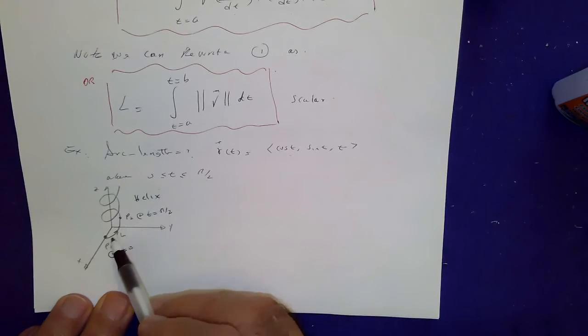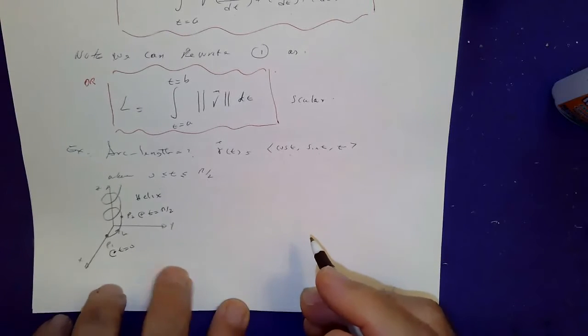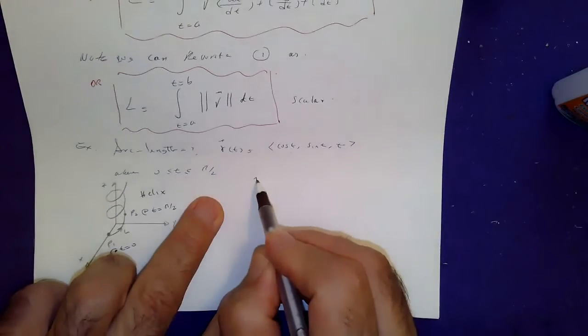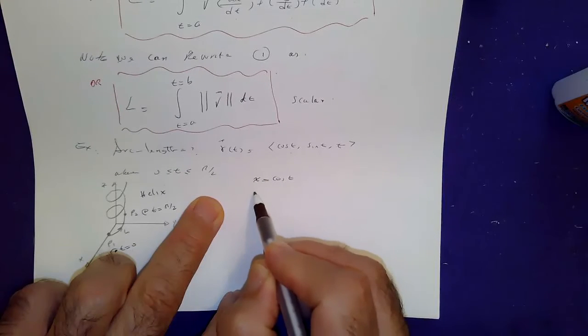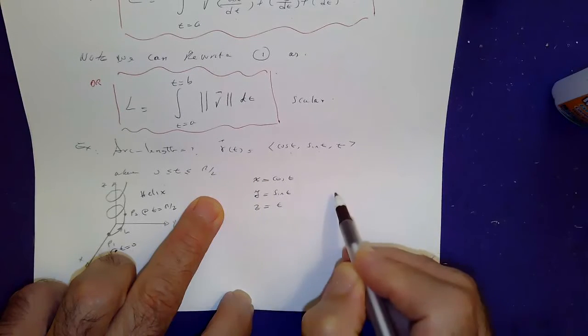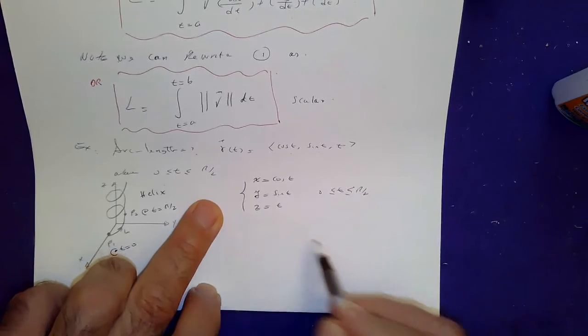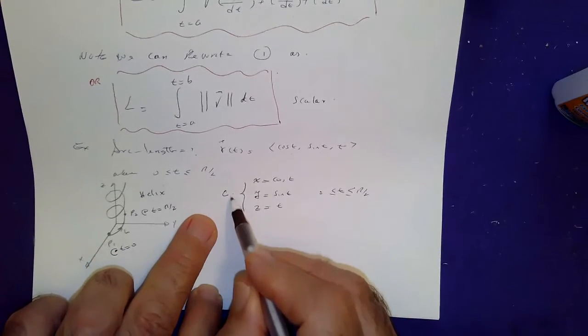Can you find that distance? Of course. So the idea is x is equal to cosine of t, y is equal to sine of t, z is equal to t, where t goes from 0 to pi over 2. So these are the parametric equations of the curve.